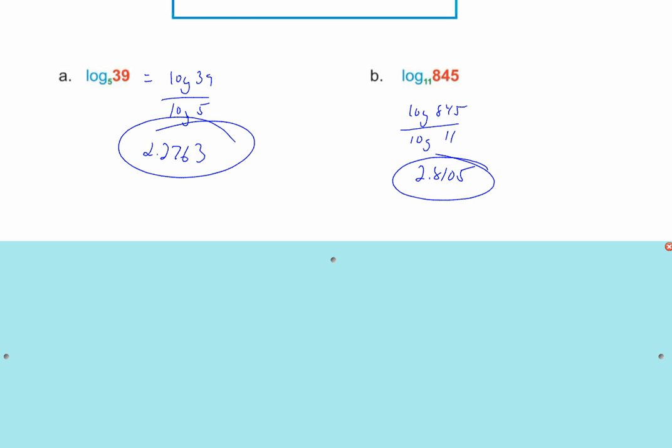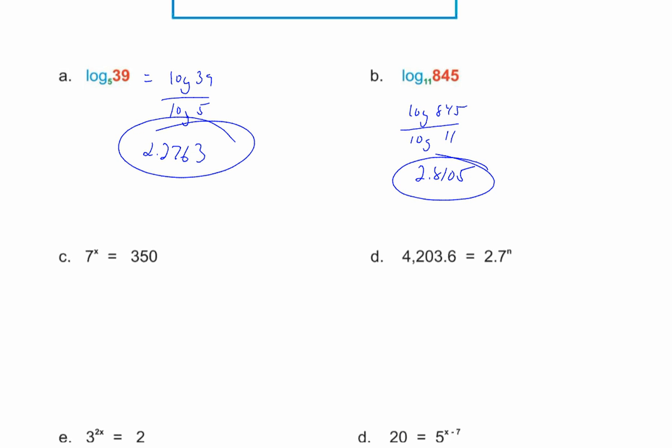All right, so 2.801. Everybody okay with those two? Just the common log button. Common log of 845 over the common log of 11. Voila. Calculator button. You're there. No questions. All's good.